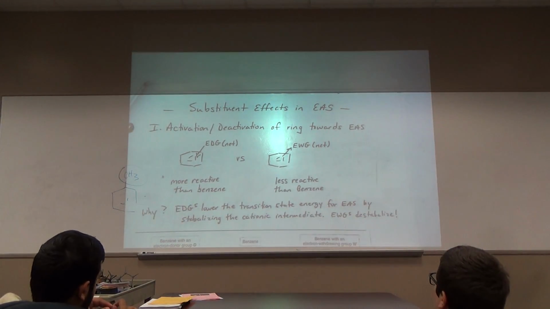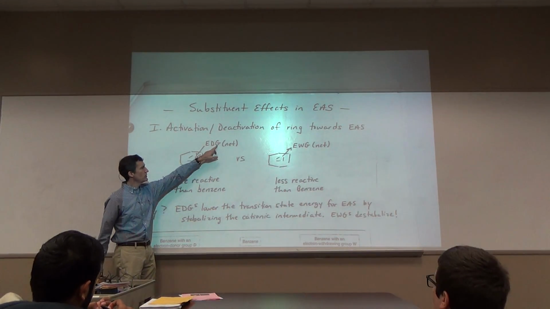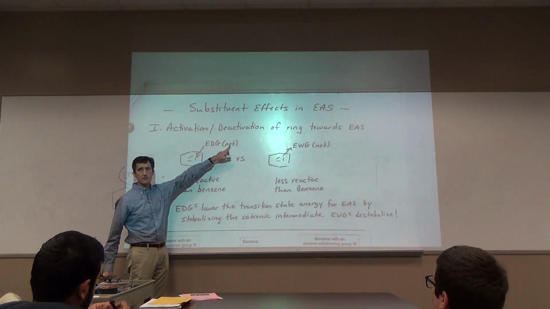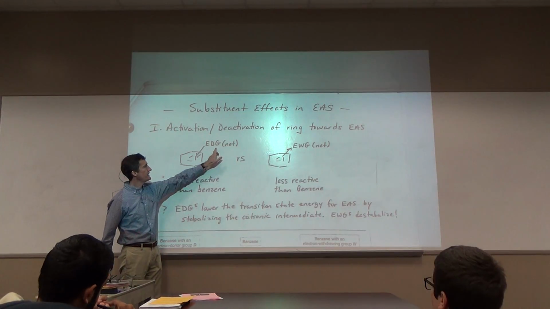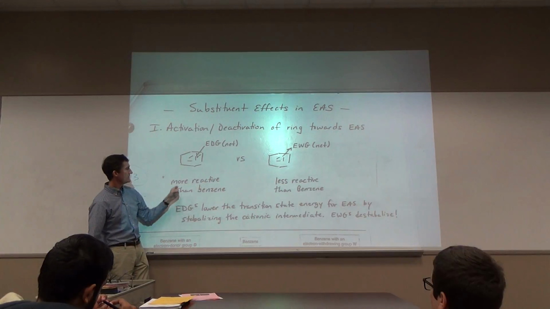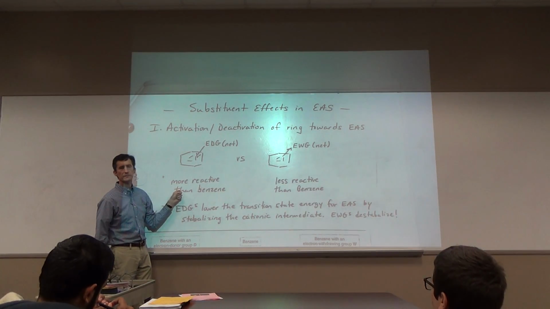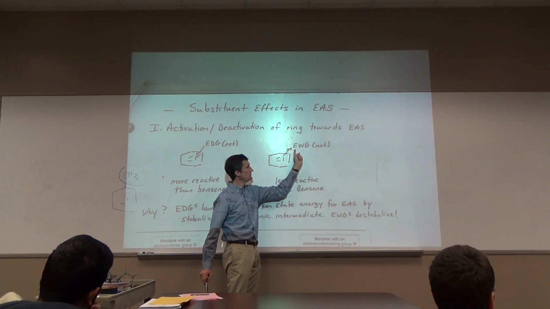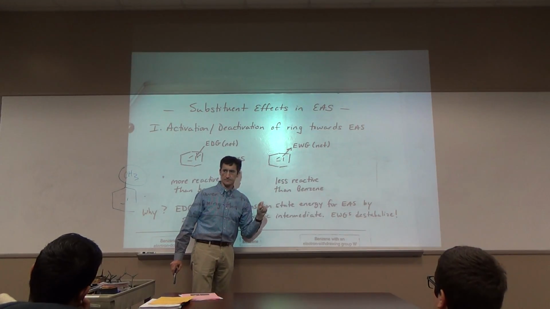First thing we'll look at is the activation, deactivation of the ring towards EAS. Now, if your existing group is an electron donating group, net, because some groups can do both, we have to determine what is the net effect. The net effect is donating, with an arrow donating electrons, okay? That is going to be more reactive than benzene. And most of these things should be very intuitive once we hear them. Now, if your group is an electron withdrawing group net, that's going to be less reactive than benzene.